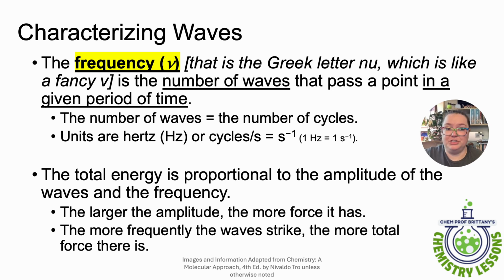So the total energy in a wave is proportional to the amplitude of the wave and its frequency. So if I have a really big wave, but I get very few of them, that's going to be less total energy than really big waves and a lot of them. Hopefully that makes sense. The larger the amplitude, the more force the wave has, and the more frequently the wave strikes, the more total force there is.